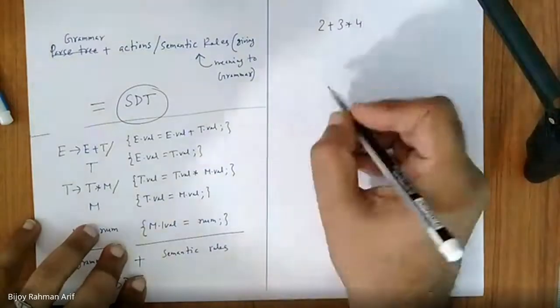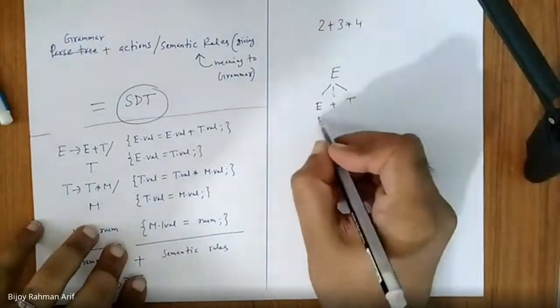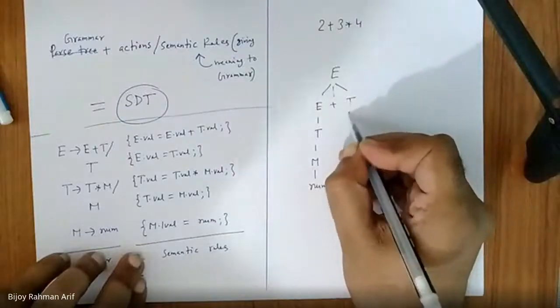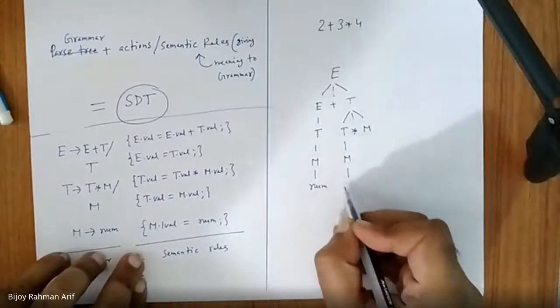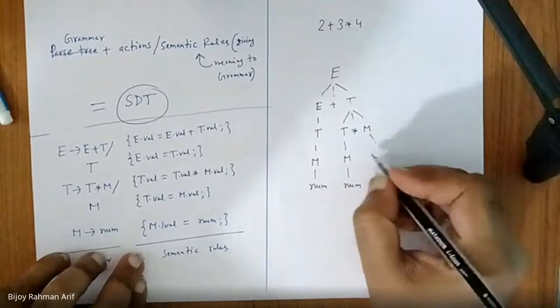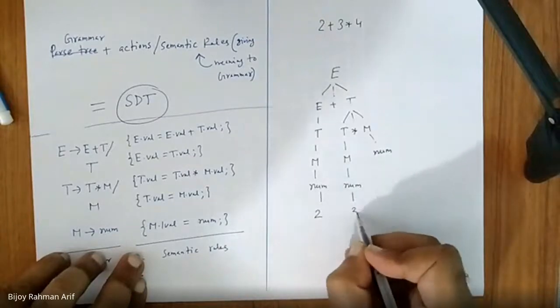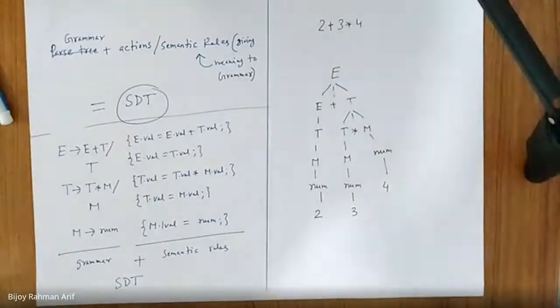E derives E plus T. Then this E derives T, T derives M, this M derives num. This T derives T star M, this T derives M, M derives num, and M derives num. Finally, this num is nothing but 2, this num is nothing but 3, this num is nothing but 4. Now see the magic. So this is the parse tree.